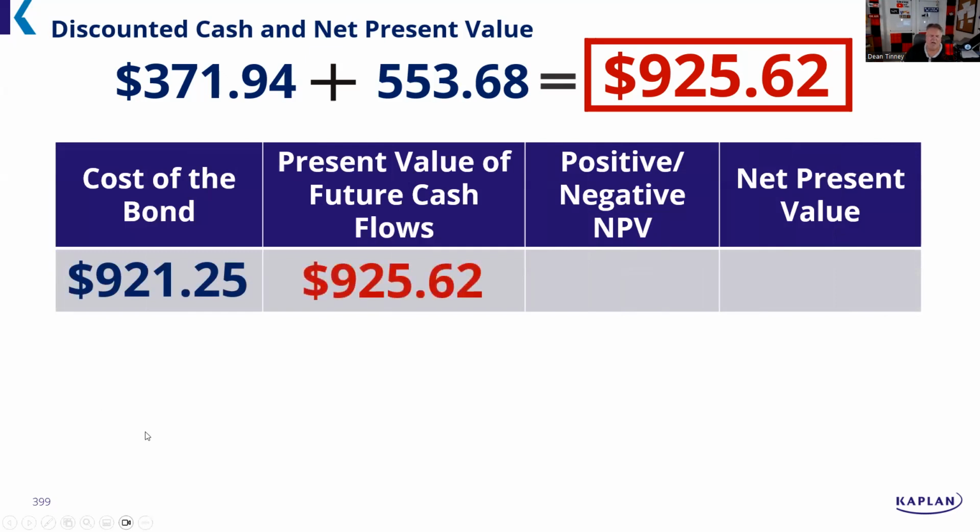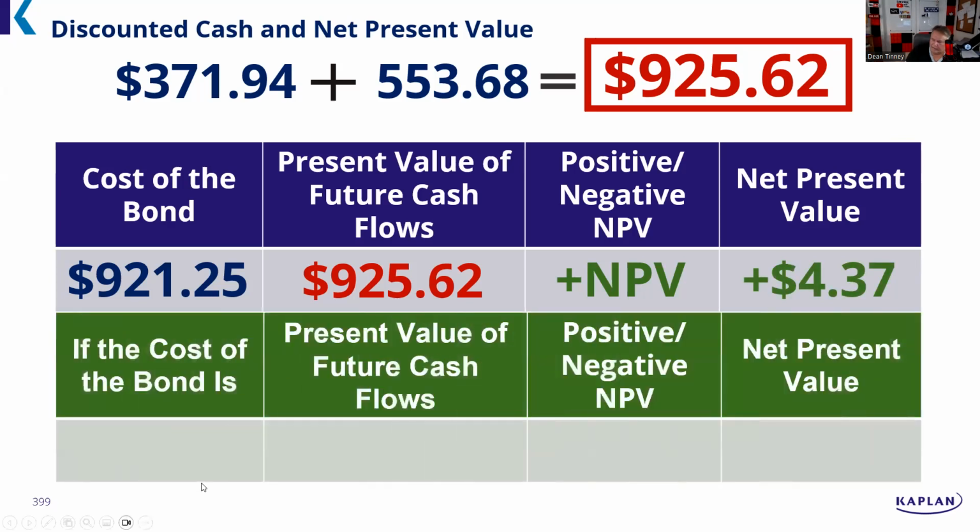The present value is $925.62. And so it has a positive net present value. And that means on the test, we say, yeah, this is a good value. So that's how you're going to get asked about net present value. We just have to know whether it's positive or negative, right? Nobody's going to make you come up with that $925.62.